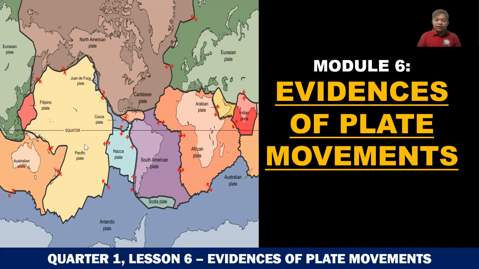We are now in lesson number 6 entitled Evidences of Plate Movement. So you learned that plates are moving, right? Because in lesson 1, we said that the lithosphere is stronger than the asthenosphere. And in the last lesson, you learned the different types of plate boundaries where these plates are moving. There is a convergent boundary where two plates are moving toward each other, a divergent boundary where two plates are moving away from each other, and a transform plate boundary where two plates are sliding past each other.